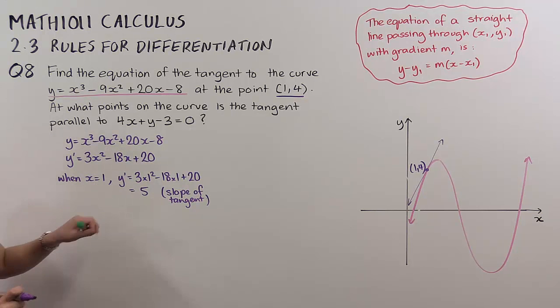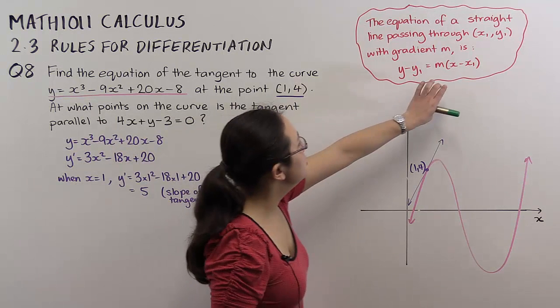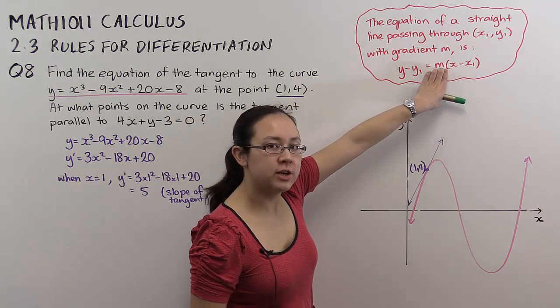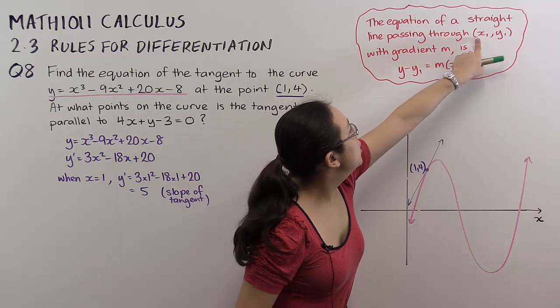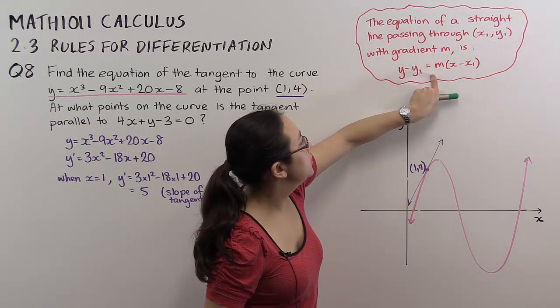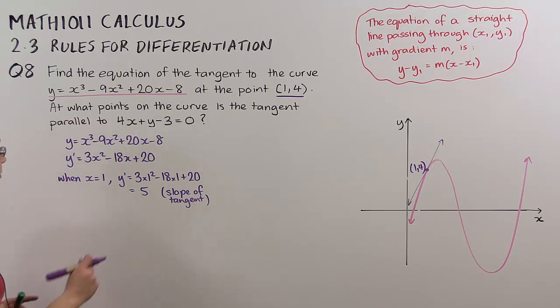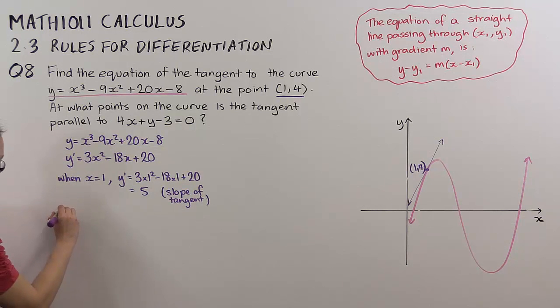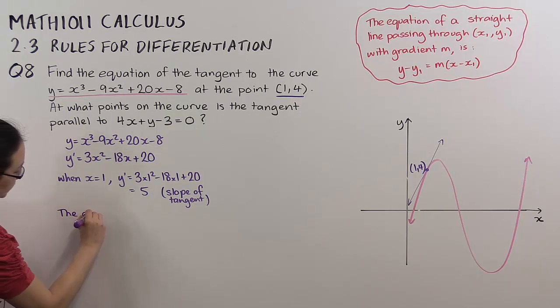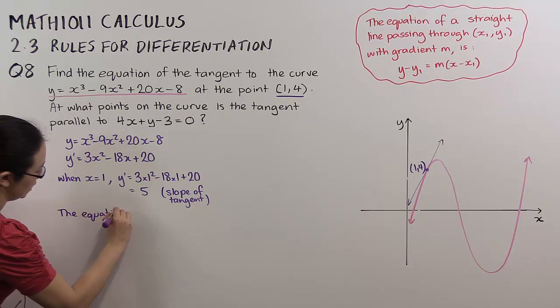So we want the equation of a tangent. We're going to use this formula for the equation of a straight line. So if we know a point on the line and we know its gradient, we can use this formula y minus y1 equals m outside x minus x1 to find the equation of the line. So the equation of the tangent, a tangent is just a straight line.